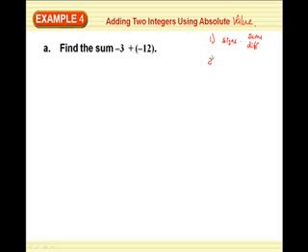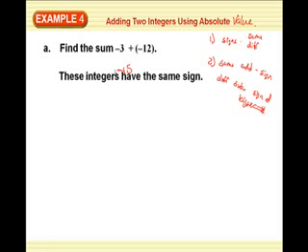Okay? If they're the same, you add and keep the sign. If they're different, you subtract. And it's the sign of the bigger number. So we look at these and we go, hey, the signs are the same. So we add. 3 plus 12 is 15, and we keep the same sign, negative 15. Done.